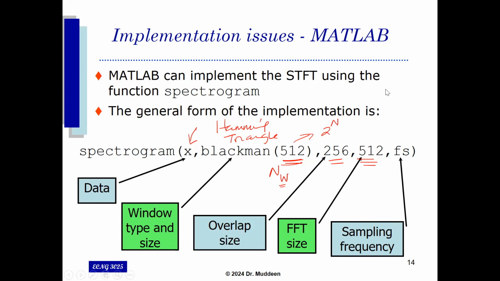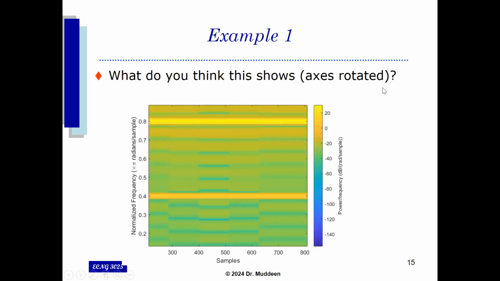Right, so let's see if any of that makes sense. Here's an example. This is a spectrogram. Now I've rotated the time and frequency. Is it the axis? No, actually this is not rotated. So we have samples down at the bottom and we have frequency on the vertical axis. What do you think this is showing me? If yellow is high amplitude and blue is low, what do you think this image is showing?